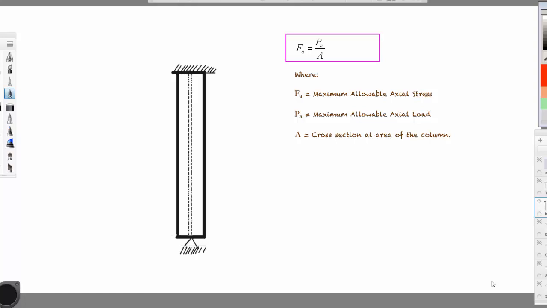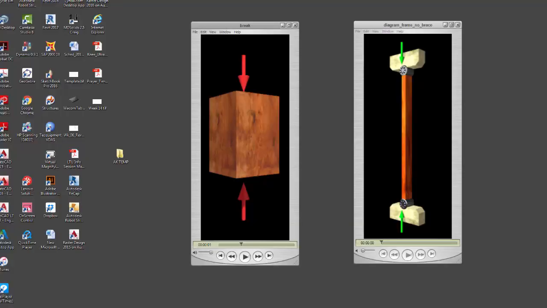Today's topic is the columns, and normally we have two types of columns. We have long columns like this one. We have short columns also. So to demonstrate that, this is the short column here.